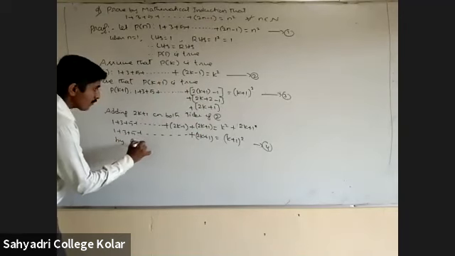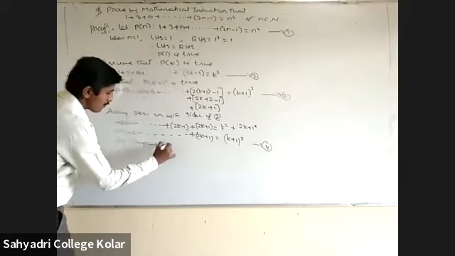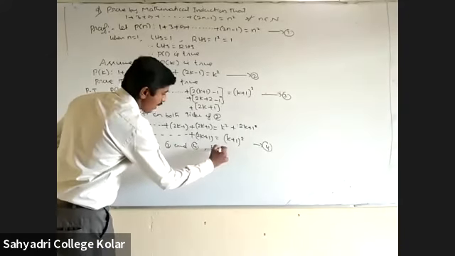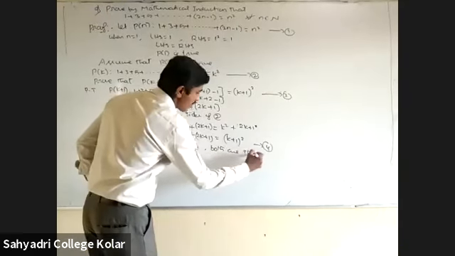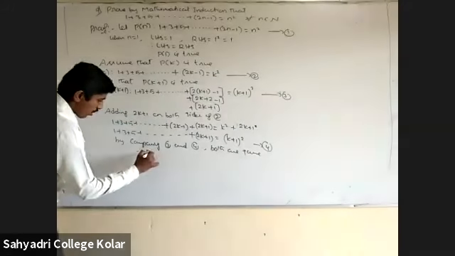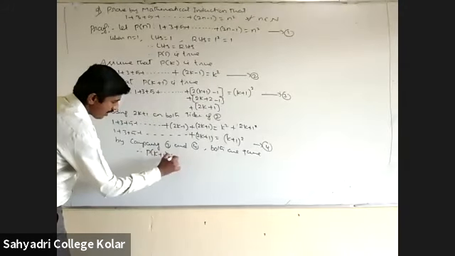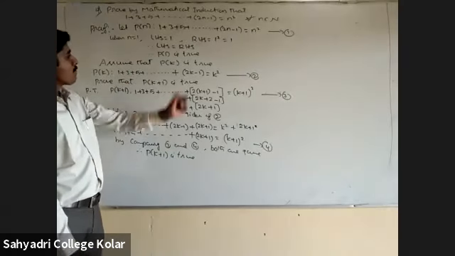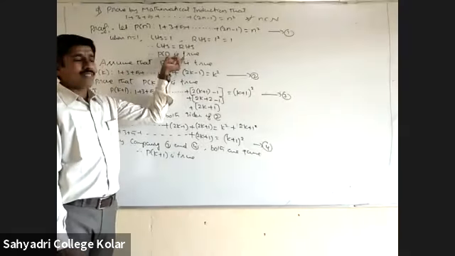By comparing equations 3 and 4, both are same, so it is valid. Therefore P of k plus 1 is true. Final right conclusion, what? First statement, P of 1 is true. Second statement, P of k is true. Third one, P of k plus 1 is true.